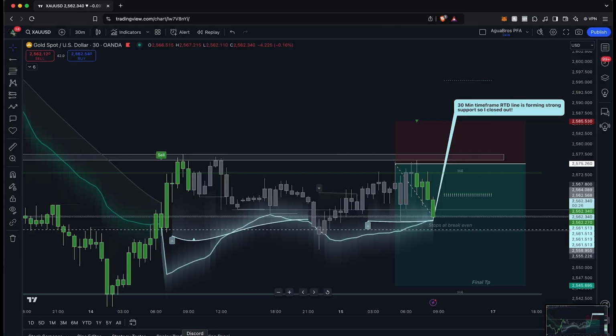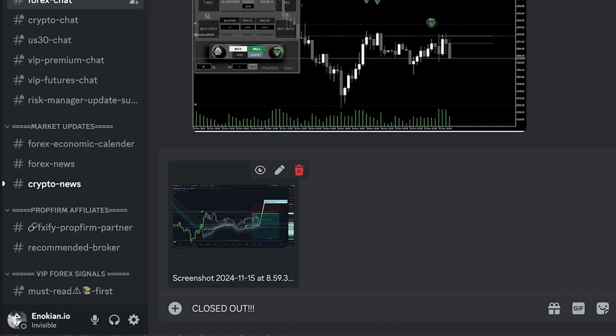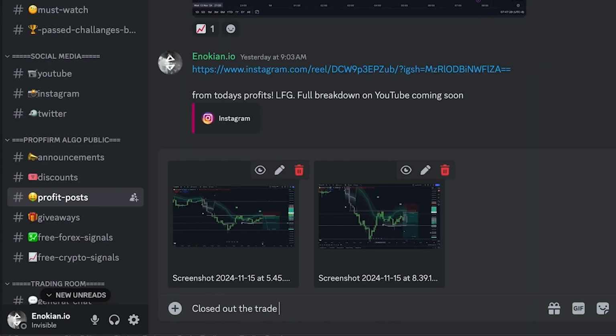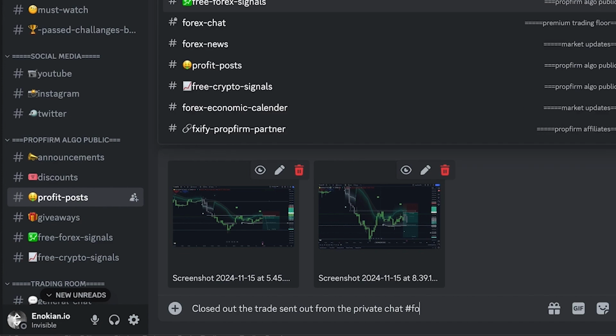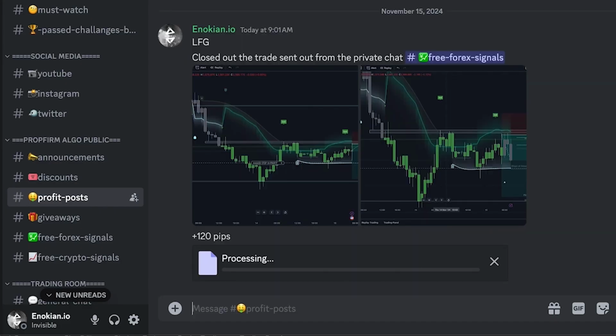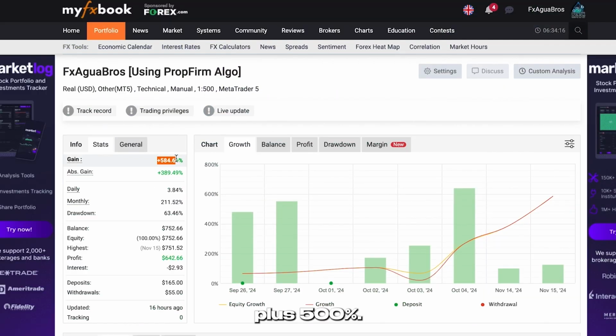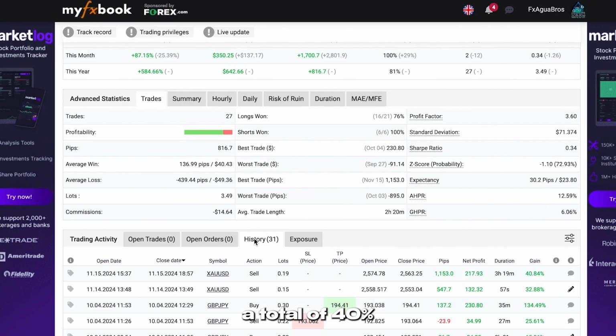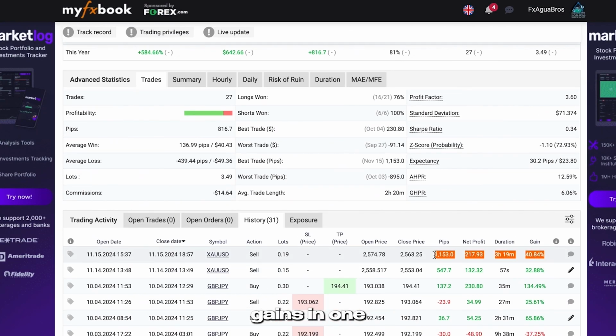And just like that, we had another profitable trade. Let's go. Closed out the trade that was sent out in the private chats. 120 pips, secured $219, a clean plus 500% so far, a total of 40% gains in one single trade. We ended up with a 1-to-1.